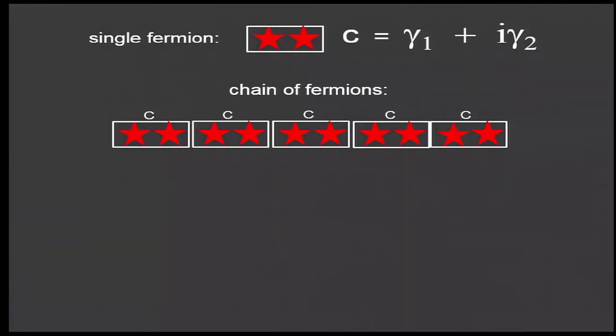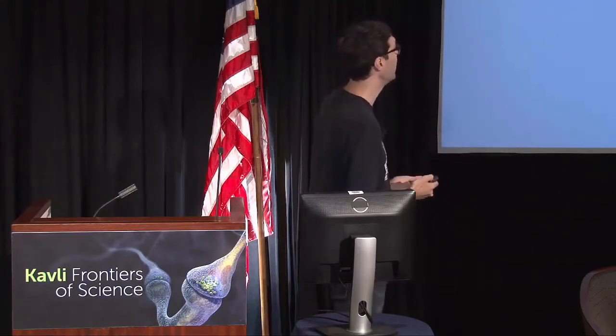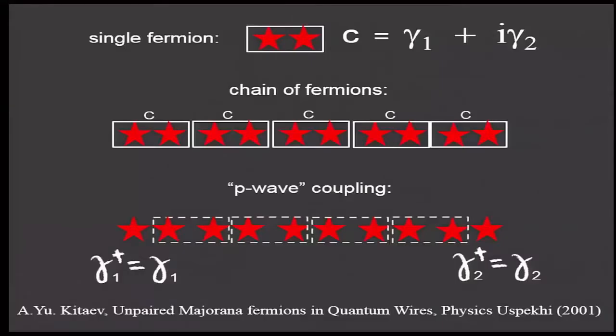And then Kitaev came up with a way, it's called P-wave superconducting coupling, actually spinless P-wave, which doesn't exist in nature. But, you know, as a toy model, for a theoretical physicist, that's easy enough. And what that does is it shifts the boundaries of the boxes by one.